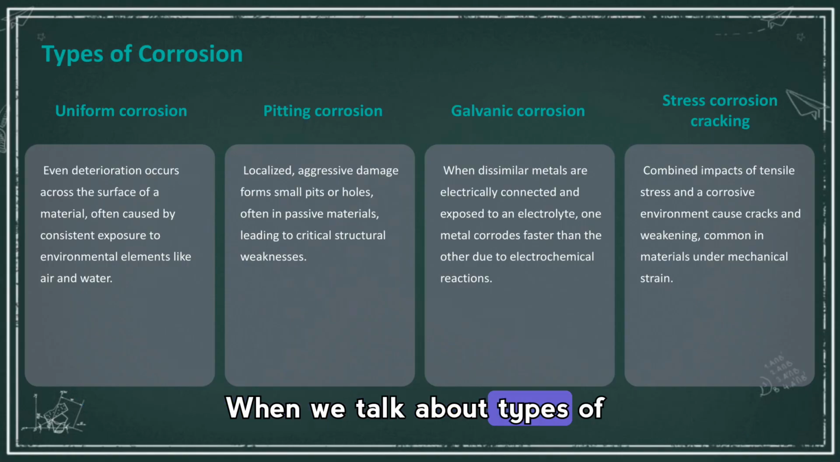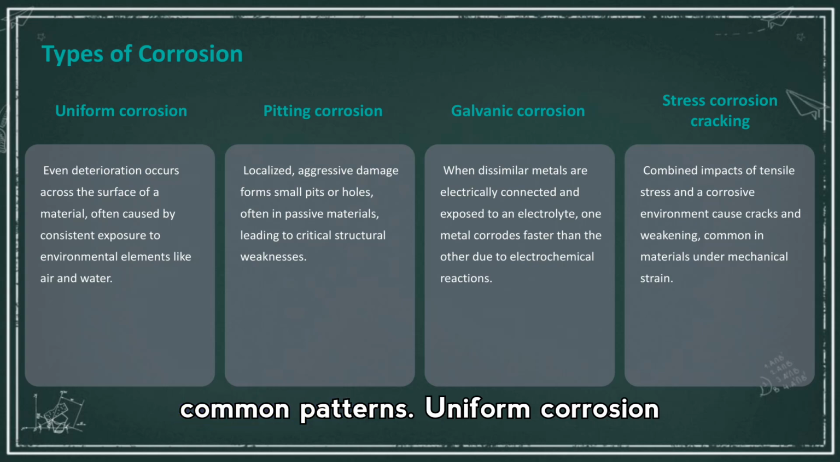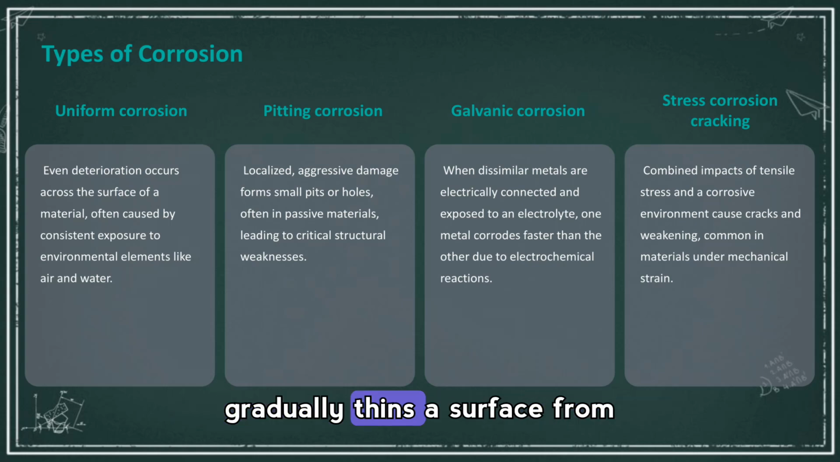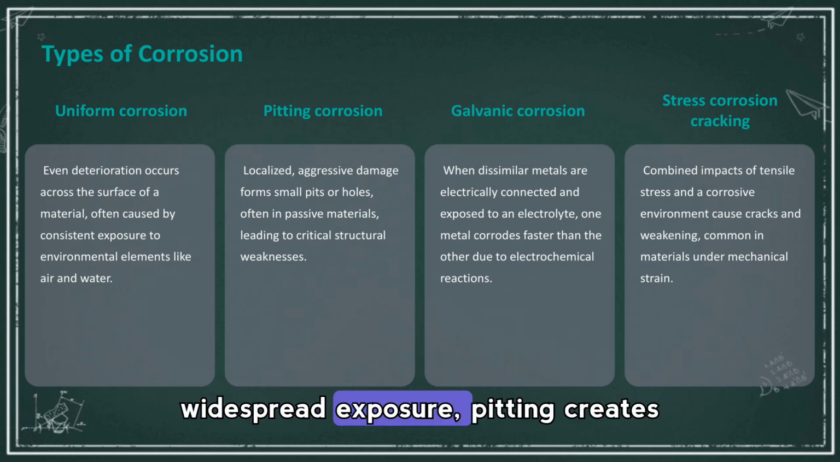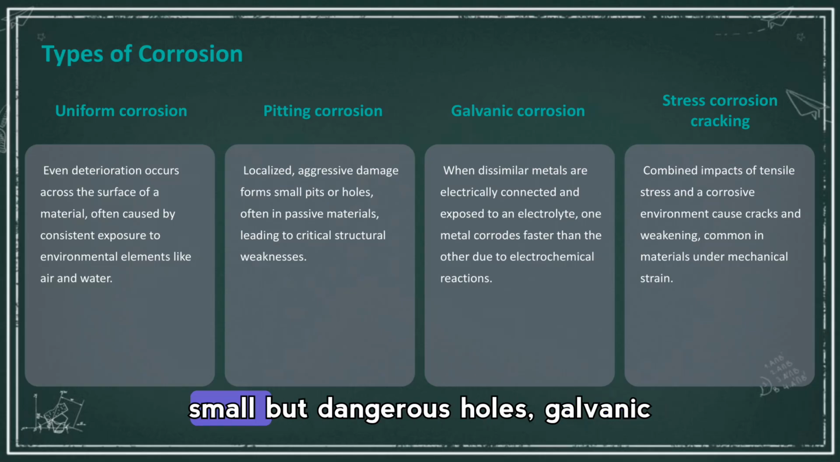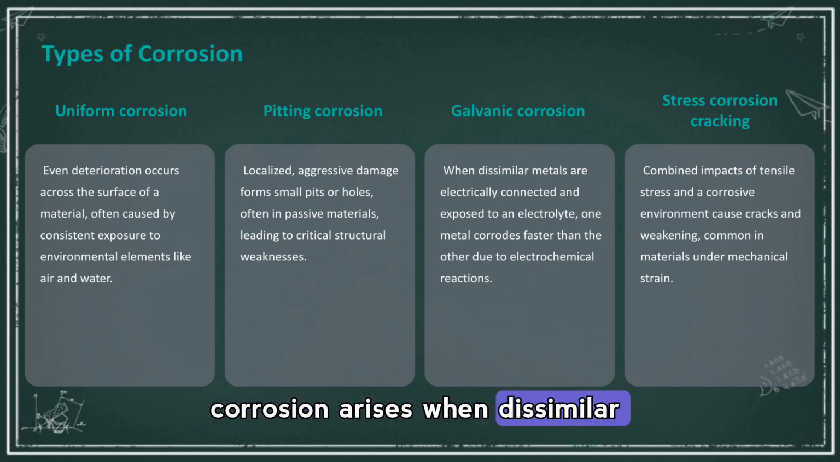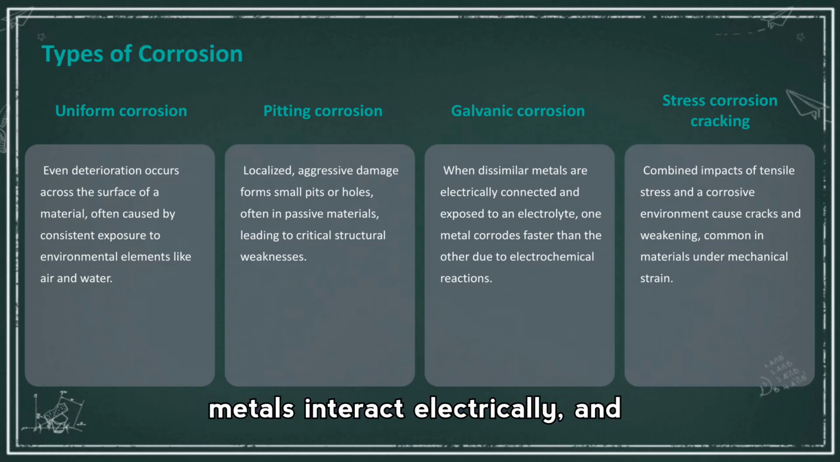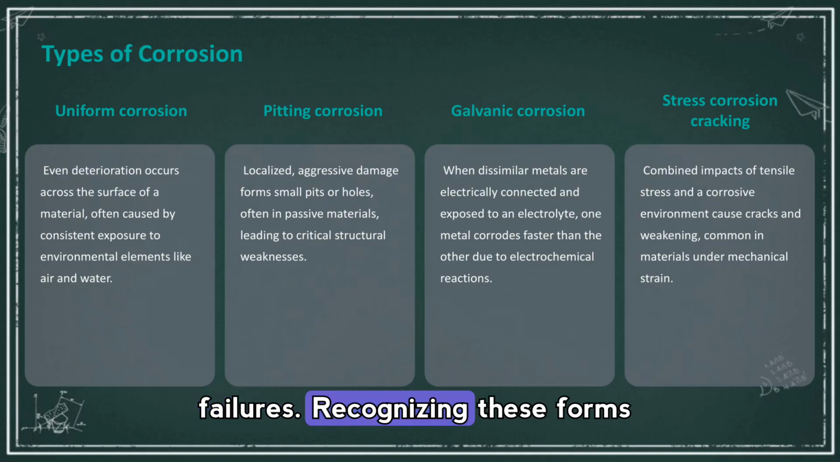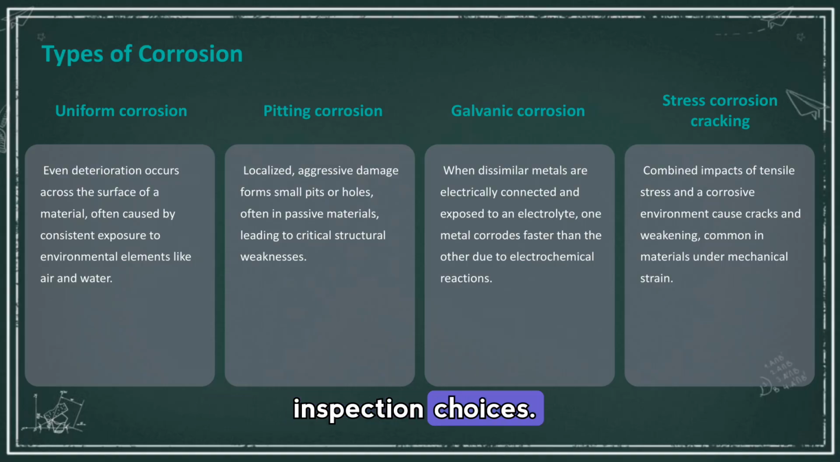When we talk about types of corrosion, it helps to picture four common patterns. Uniform corrosion gradually thins a surface from widespread exposure. Pitting creates small but dangerous holes. Galvanic corrosion arises when dissimilar metals interact electrically, and stress corrosion cracking combines mechanical strain with corrosive environments to produce sudden failures. Recognizing these forms guides the right prevention and inspection choices.